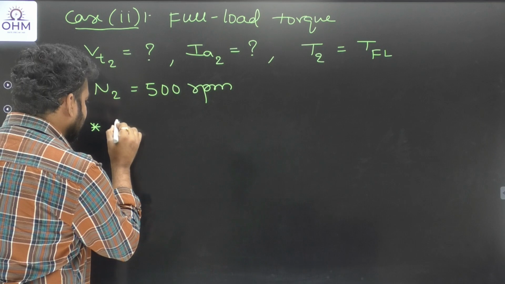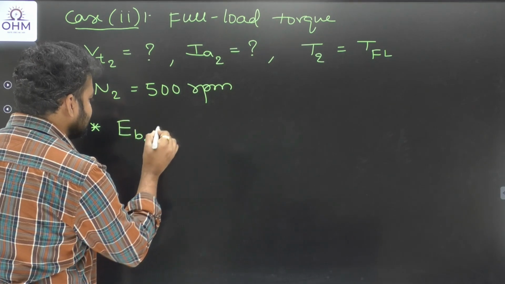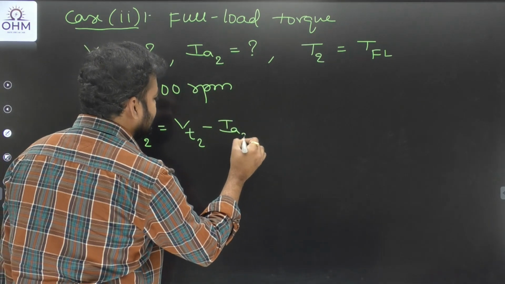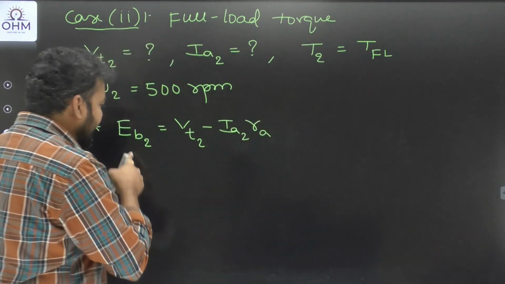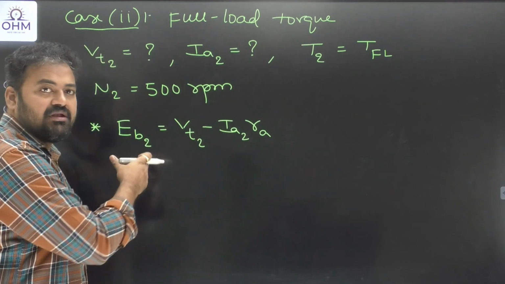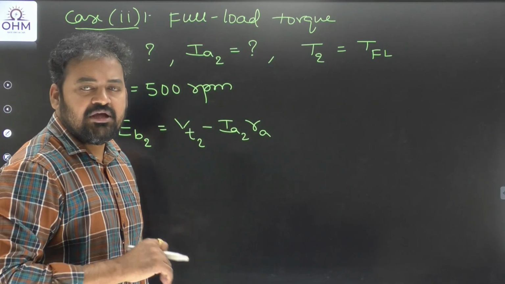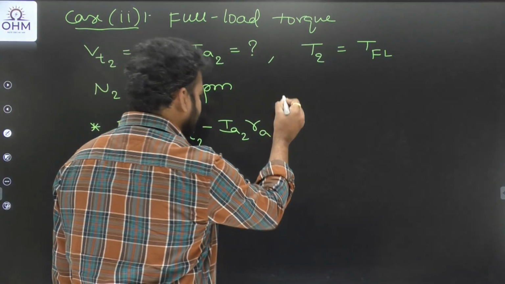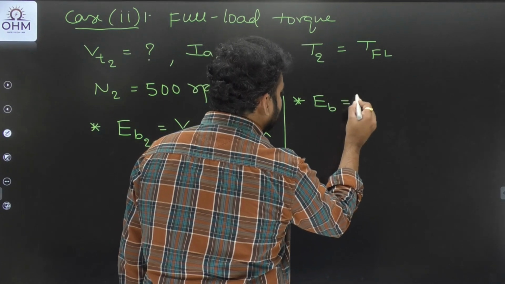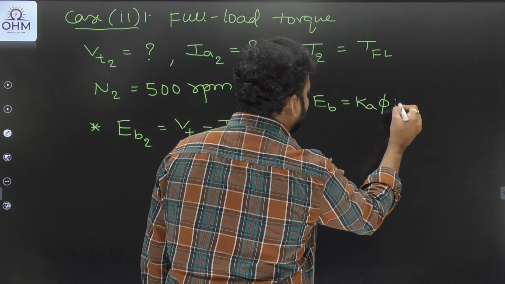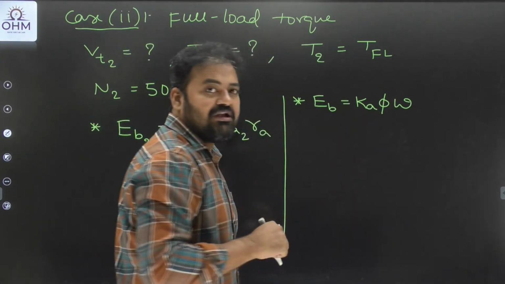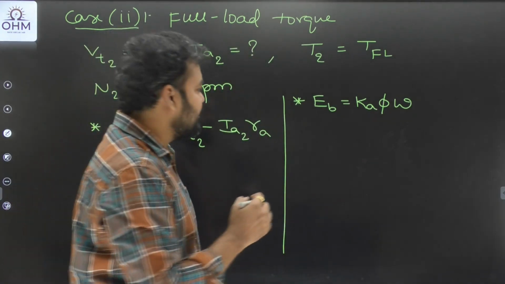So I have the KVL equation. EB2 is equal to VT2 minus IA2 into RA. I don't know the back EMF. I don't know VT. I don't know IA. Nothing is known in this equation. Therefore, I will go to the performance equation. What is the performance equation for back EMF? EB is equal to Ka phi into omega. This equation we know. And here, flux is a constant value since the machine is separately excited.